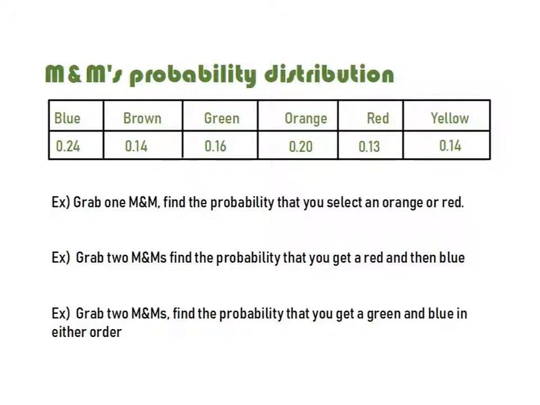Given that information, you're going to grab one M&M. What's the probability that you get an orange or a red? These are mutually exclusive. I can't pull one M&M out and have it be orange and red. So I'm just going to go with probability of orange is 0.2. Or tells me to add, probability of red is 0.13.